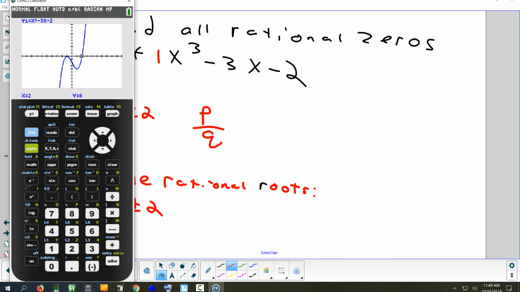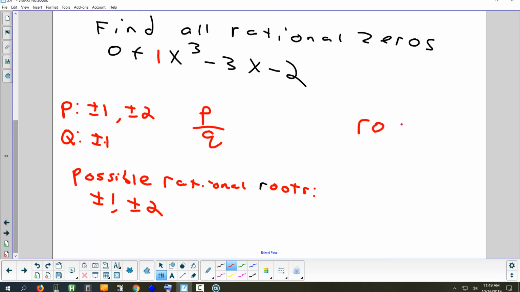The reason I wanted to check that it was 0 is because I don't want to waste time doing synthetic division, and I used the wrong one. Maybe this would have actually been like 1.99 or something. Maybe it wasn't 2. Okay, but it is. 2 is the root. So we're going to make a list of roots. 2 is one of them.